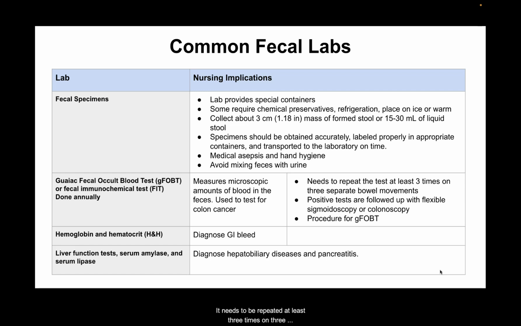It needs to be repeated at least 3 times on 3 separate bowel movements. Positive results will be followed up with a flexible sigmoidoscopy or a colonoscopy. And it's important for us as nurses to know the procedure for how to collect the fecal occult blood tests. Normally we need to get a doctor's order first, and then we do it. Hemoglobin and hematocrit is also checked, right, to diagnose GI bleed. So if the person's hemoglobin and hematocrit are low, it could indicate GI bleed.